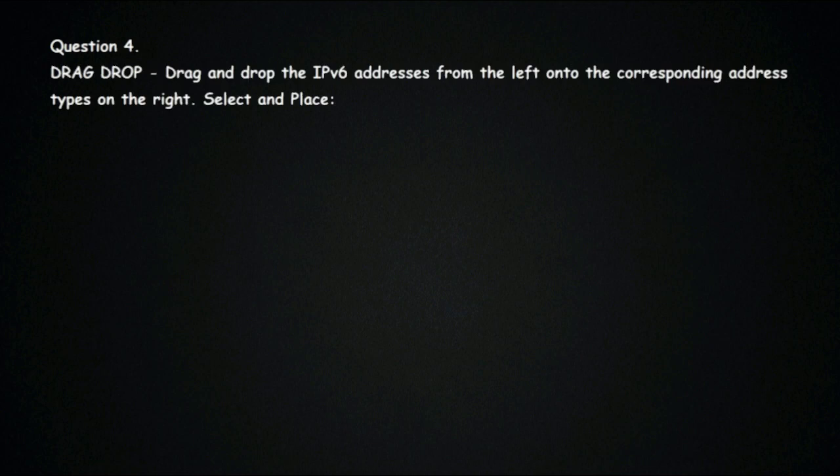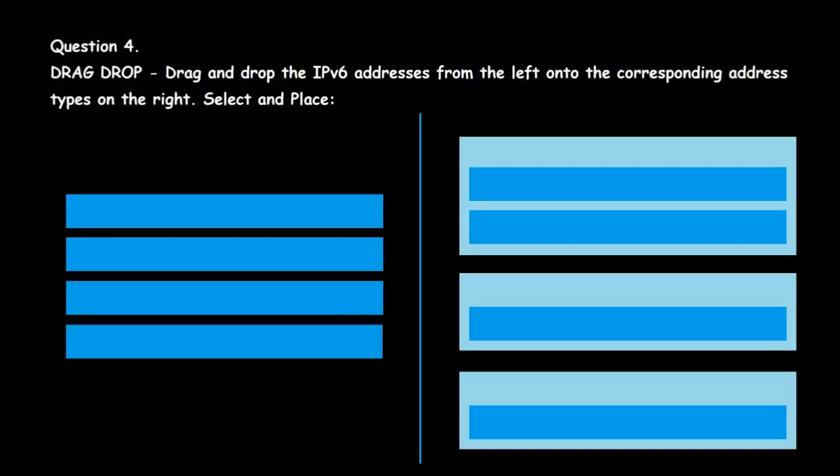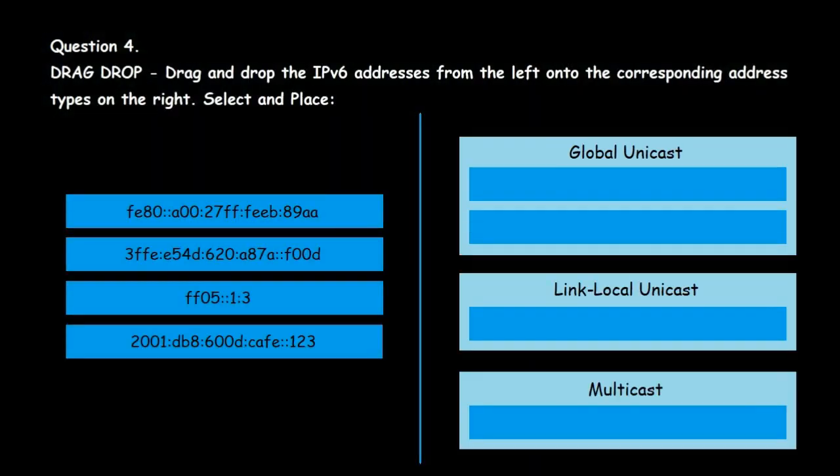Question 4. Drag and drop. Drag and drop the IP version 6 addresses from the left onto the corresponding address types on the right. Select and place. Let's see the answers.